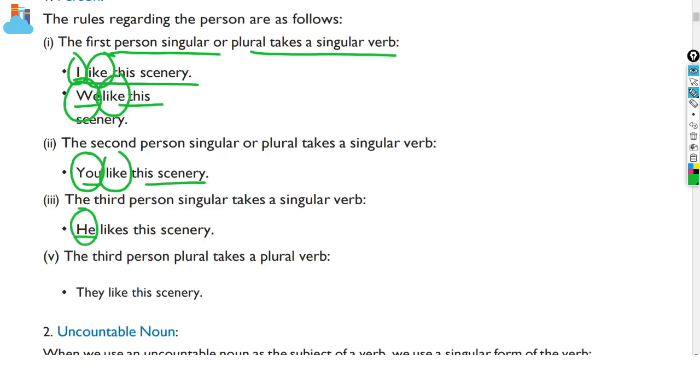He is the subject, and likes is the verb. It is taking s or es. Third person plural takes a plural verb. They like this scenery. Now let us go to the next rule. Here we go. Let us continue.